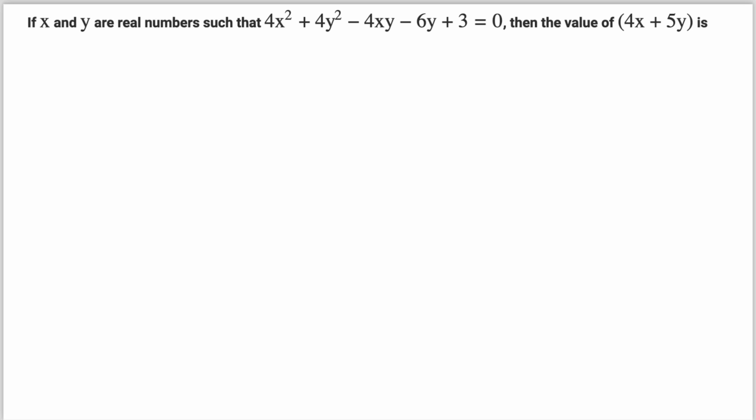So let's see how we deal with this. We have been given 4x square plus 4y square minus 4xy minus 6y plus 3 is 0. Then the value of 4x plus 5y is.